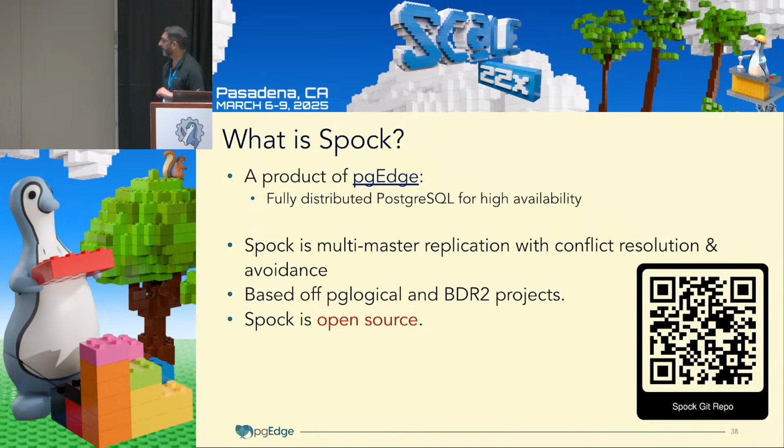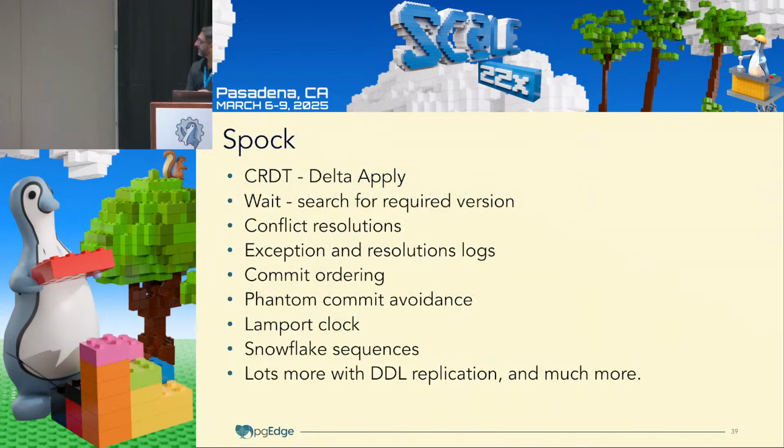So at pgEdge, we're working on Spock. This is kind of the next phase for pgLogical and based off BDR2. It's open source, so no strings attached. It does solve pretty much all of those problems that we've discussed with logical replication. It does come with a conflict-free replicated data type. This is for numeric data types.